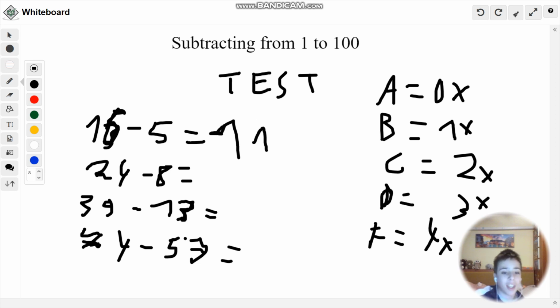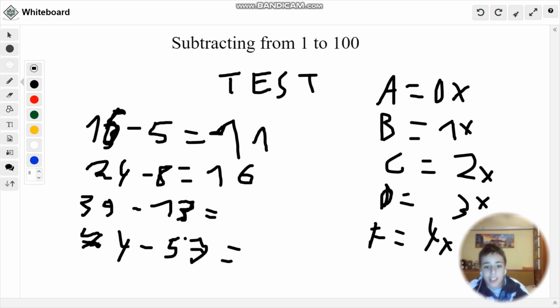24 minus 8. Now, 8 is bigger than 4, so we do 24 minus 8. 3, 2, 1, 0. A 1 digit flies away from the 2, turning it into a 1. And a 9, 8, 7, and 6. So the answer is 16.